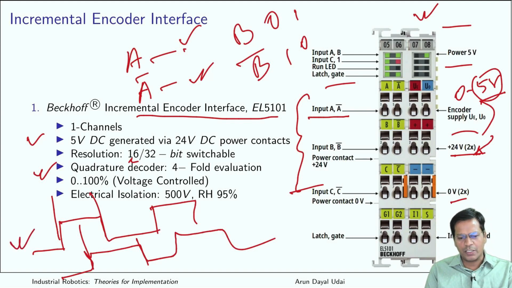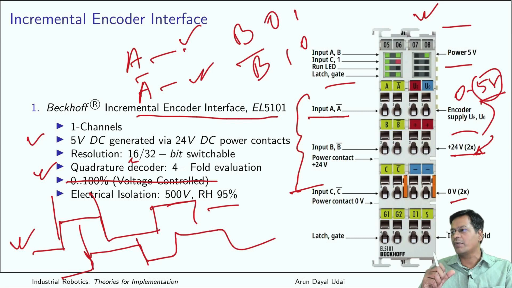And then 0 to 100% voltage control is not available, at least in this encoder interface. Electrical isolation is 500 volt, relative humidity 95%, non-condensing. So these are a few ready-made things available, apart from standard digital input output, that can also be used to interface your encoders. But this has quite a good amount of ready-made features in it. It can directly count and give you the velocity. It can give you position, and it can also give you velocity. That is the beauty of having such interfaces.